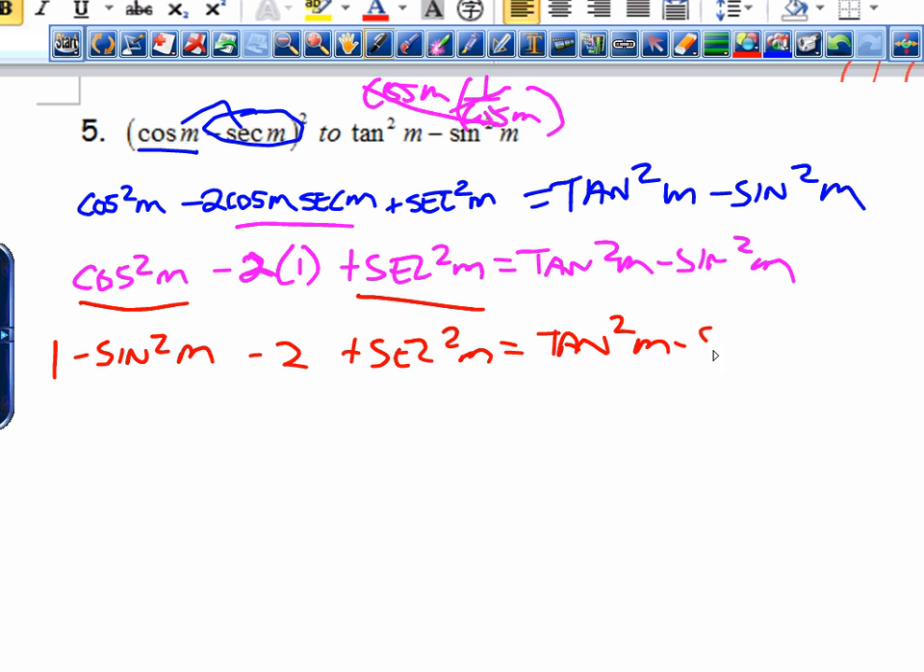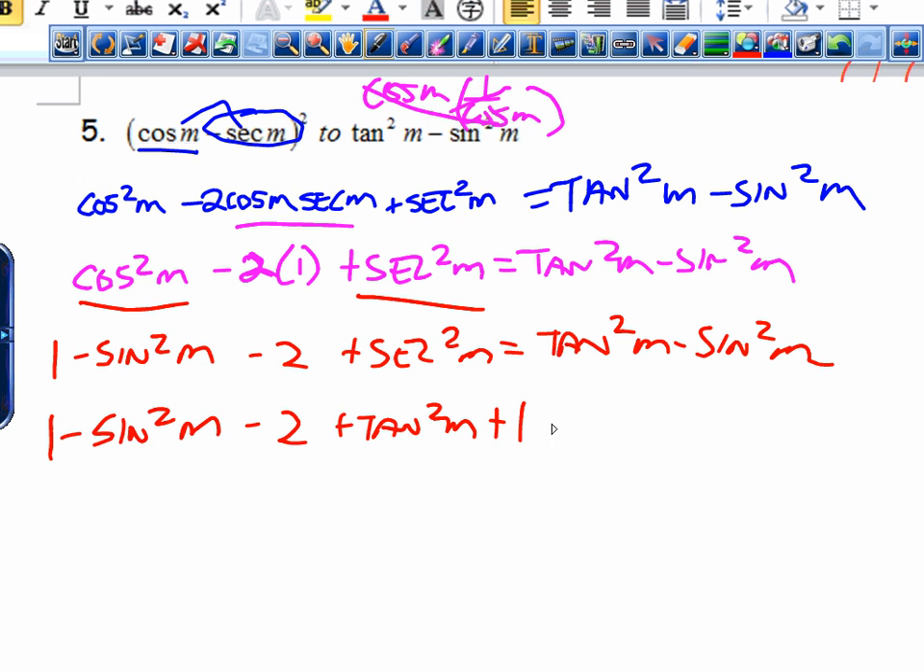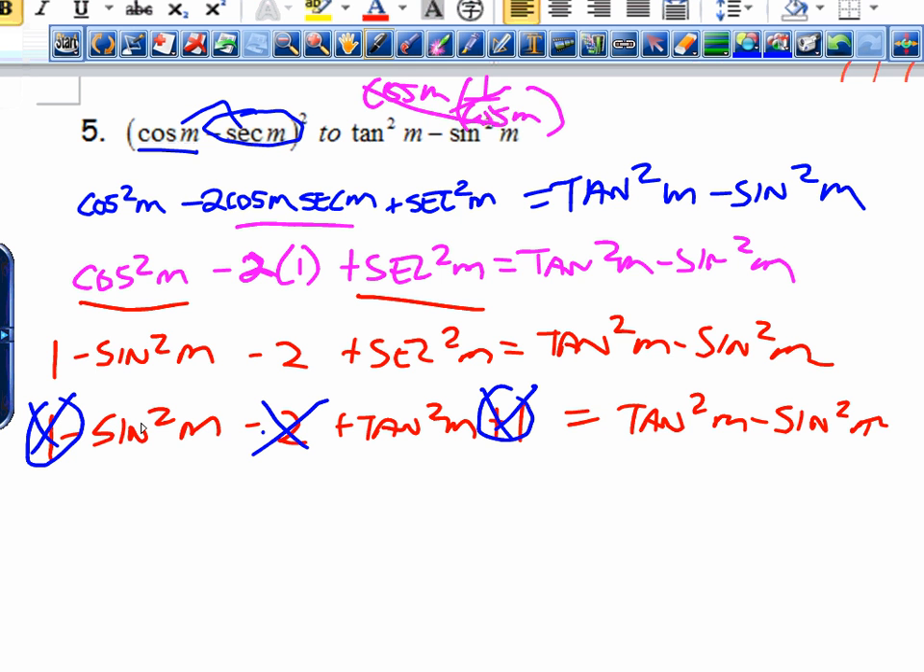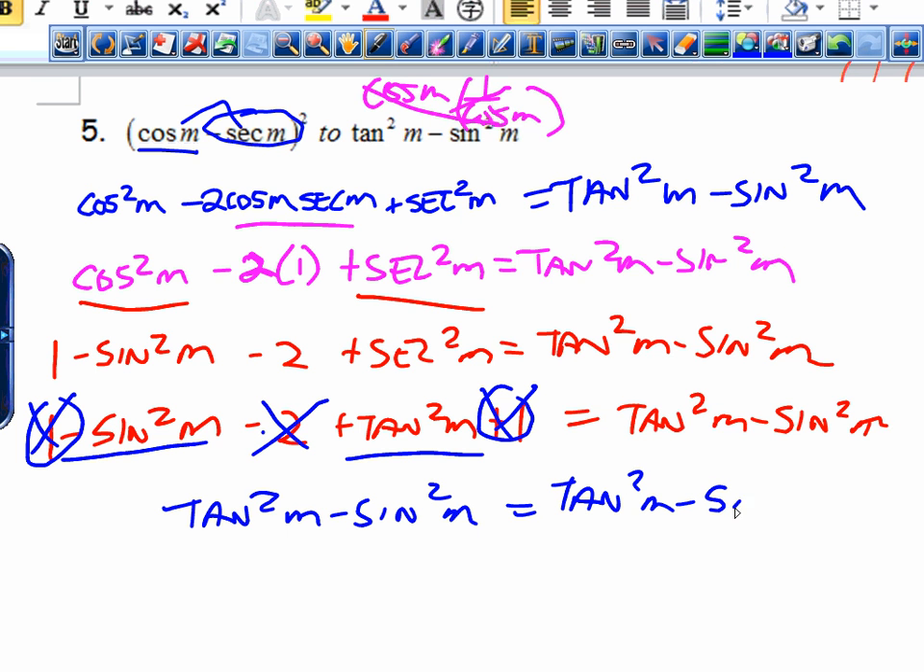You're probably getting tired of writing that. And then the last thing, secant squared m is the same thing as tangent squared m plus 1. Oh, we're there. Believe it or not, we are there. We have arrived. Check it out. 1 and 1 make 2. 2 minus 2 all goes away. So now I got negative sine squared m plus tangent squared m. So that's like saying tangent squared m minus sine squared m. And what do you know? We got there. You made it. Congrats. Give yourself a high five.